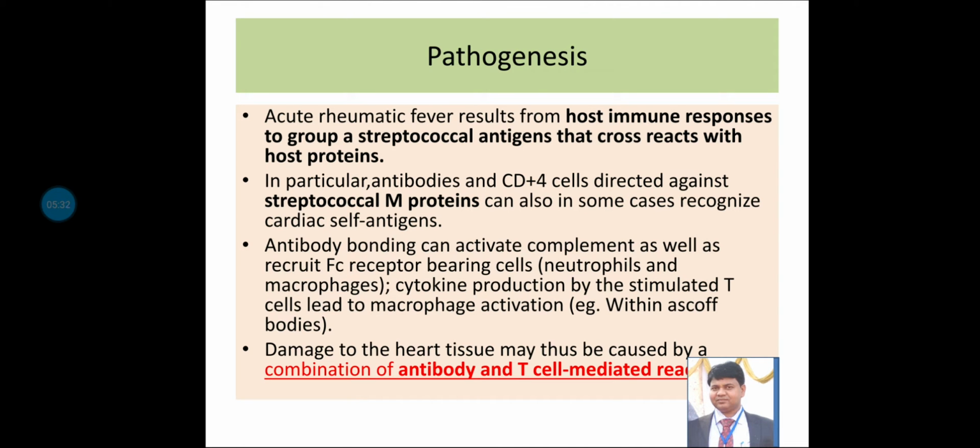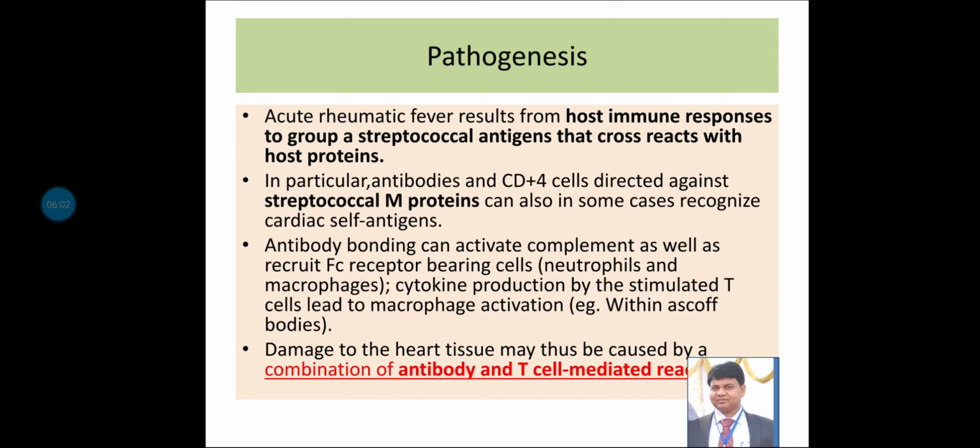If we go through the pathogenesis, acute rheumatic fever results from the host immune response to group A streptococcal antigen that cross-reacts with host protein. In particular, the antibodies and CD4 cells directed against the streptococcal M protein antigen can also be recognized by self-cardiac antigens.